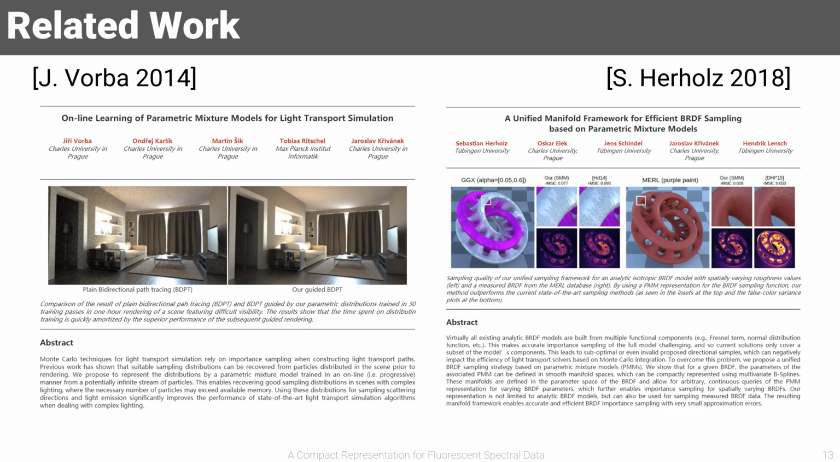In our method, we are using Gaussian mixture models. These types of representations are widely used in computer graphics. For instance, Vorba and colleagues use the Gaussian mixture to accelerate light transport, whereas Hohorst and colleagues use it for efficient BRDF importance sampling. Gaussian mixture models provide fast evaluation, compact representation, and importance sampling. In our method, we show the Gaussian mixture model is also well suited to efficiently represent fluorescence reflectance, while allowing compression and importance sampling.